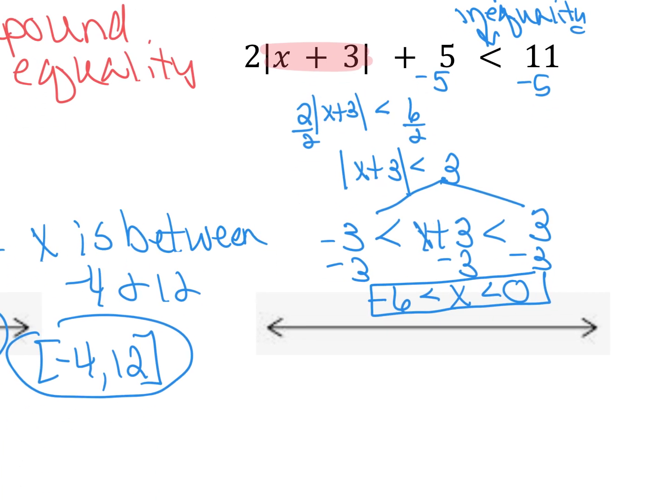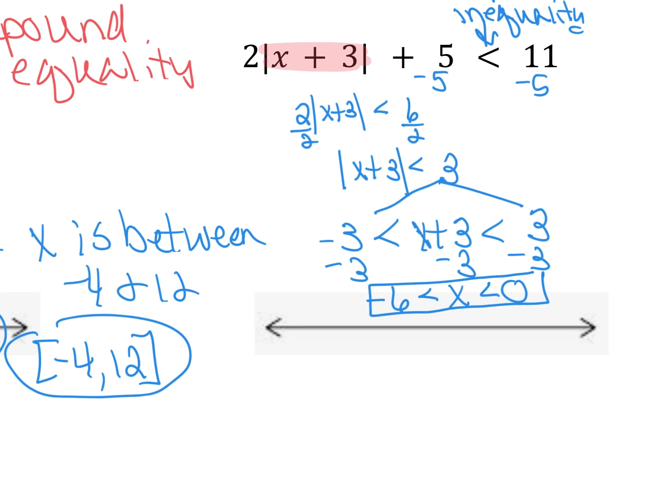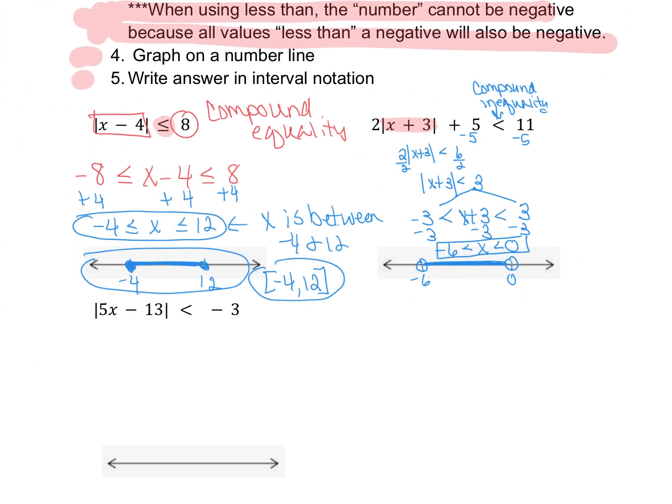On our number line, it's a less than, so here's our -6, here's our 0. It does not have an equal sign, so we're going to have an open dot at -6 and an open dot at 0. X is between -6 and 0, which means we are going to shade between our two values. So there's the second example.